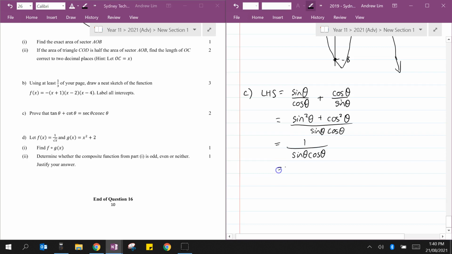And now we can split this up. 1 over sine theta times 1 over cosine theta, which is equal to 1 over cosec, sorry, not 1 over. It is cosec theta, and this one will be sec theta, which is equal to the right hand side as required.